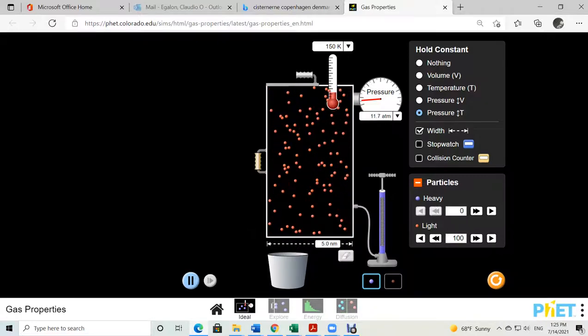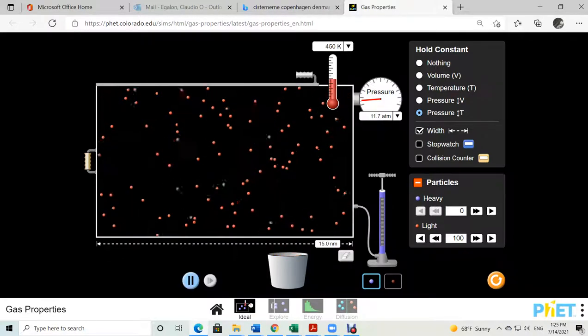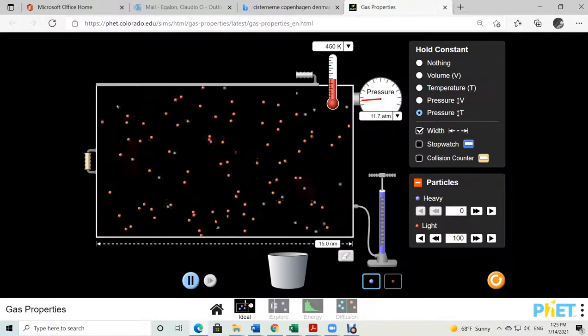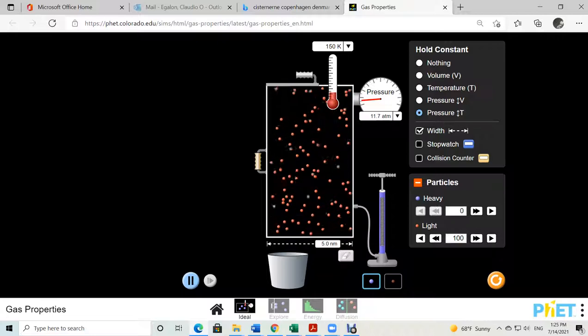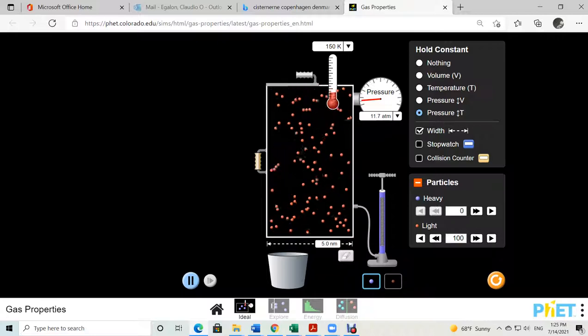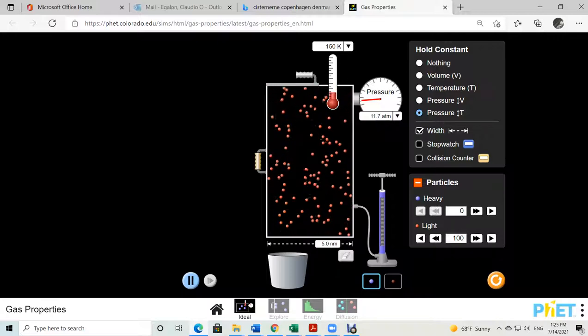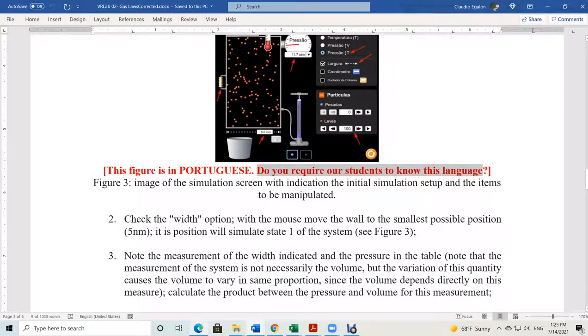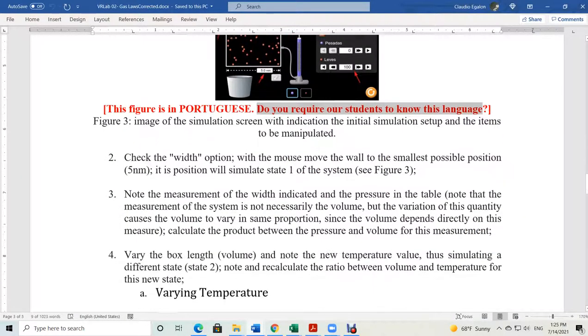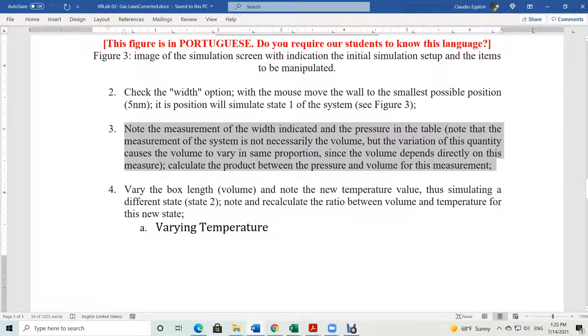Notice what happens to the temperature when I expand the gas, right? And when I contract the gas. If you're to keep the pressure constant under a variable volume, the temperature would adjust accordingly. So let's say position. Note the measurement of the width indicating the pressure on the table. Note that the measurement of the system is not necessarily the volume, but the variation of this quantity causes the volume to vary in the same proportion. Okay, calculate the product between the pressure and volume for this measurement.